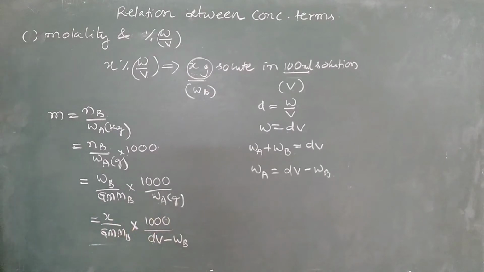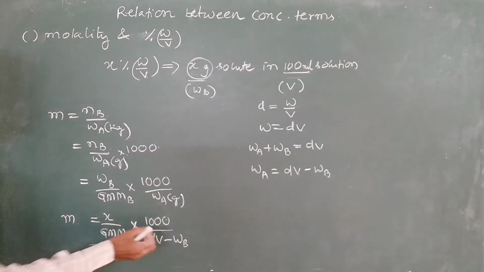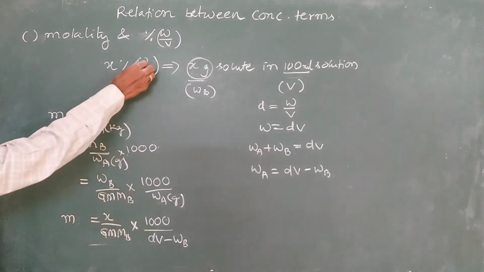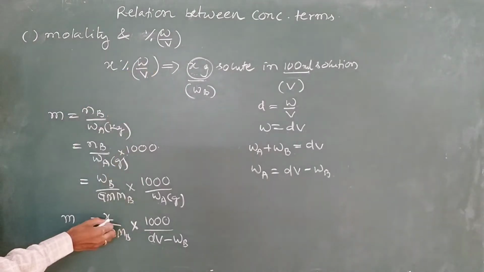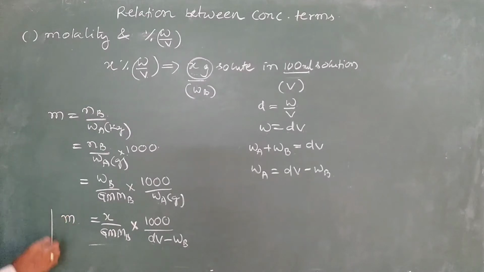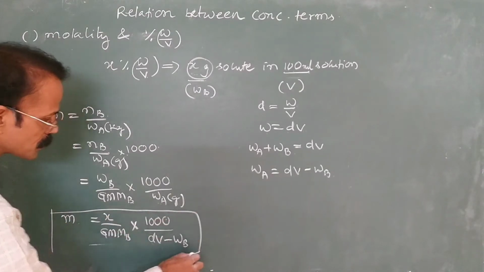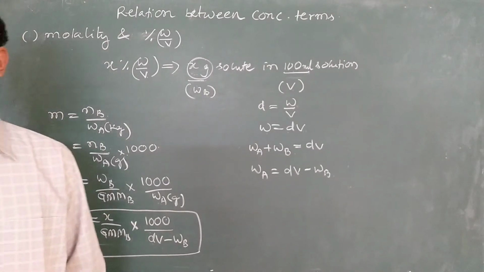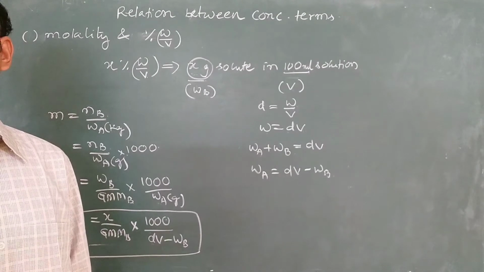So for calculation of molality you require the density of the solution here. This is nothing but percentage mass by volume of the solution, so x is equal to the percentage, or the mass of solute. This is the relationship between molality and percentage mass by volume of the solution.